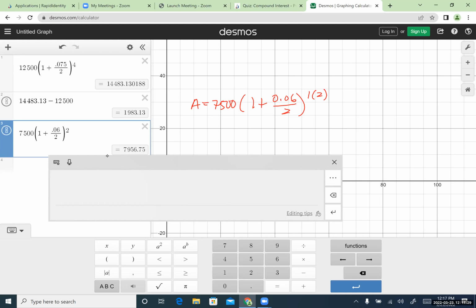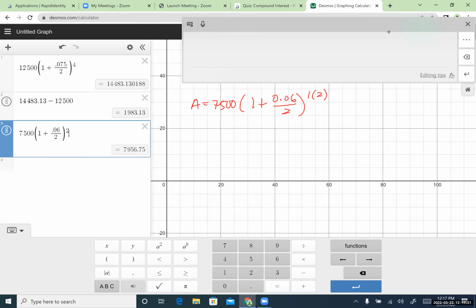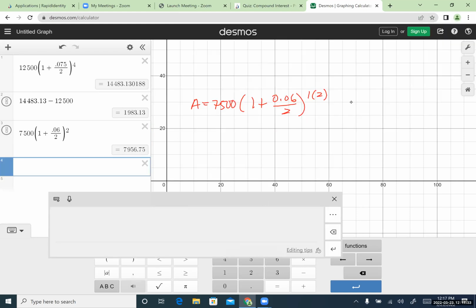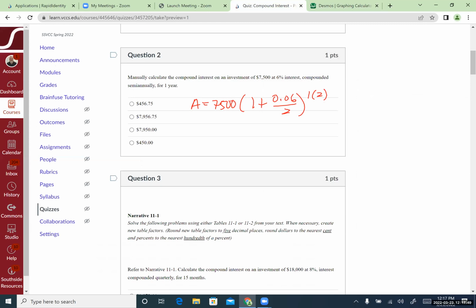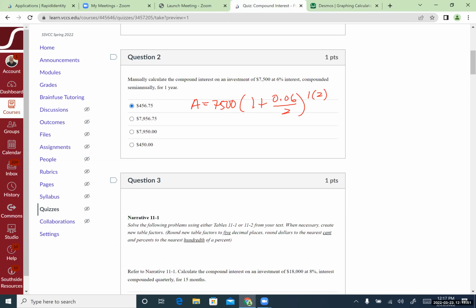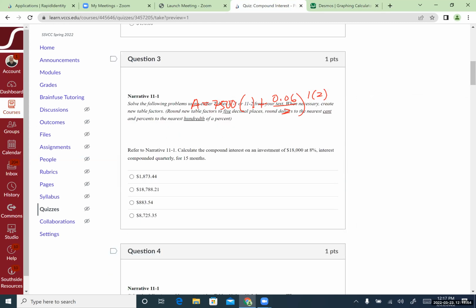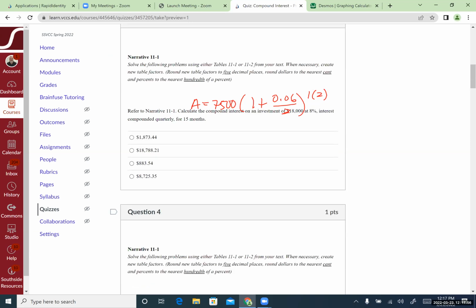I get 7956.75. And then I can take 7956.75 minus the initial investment of $7,500. 456.75 is my interest. 456.75. There we go, right there. This one does make reference to the table.